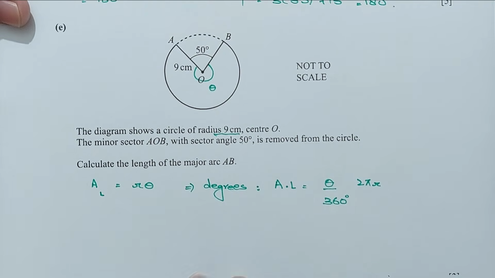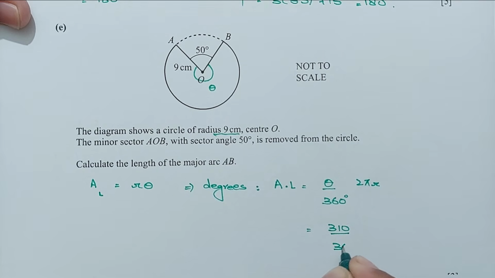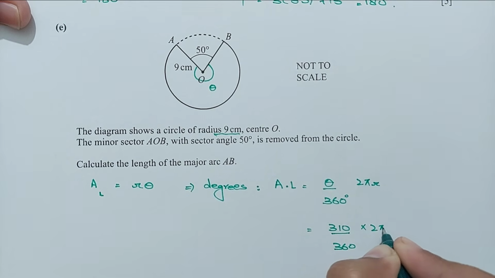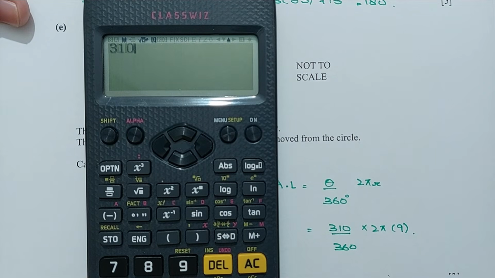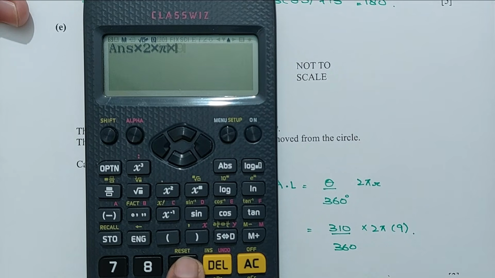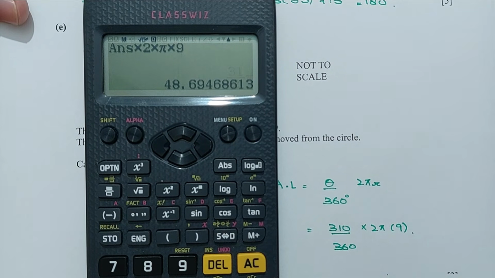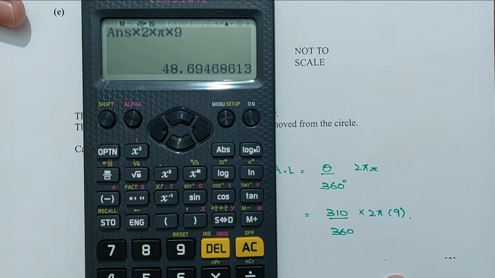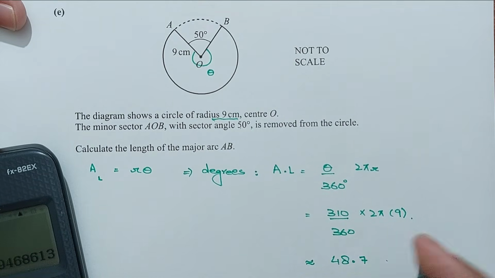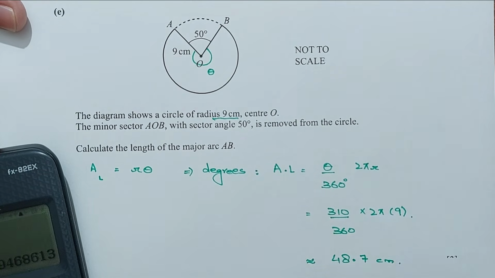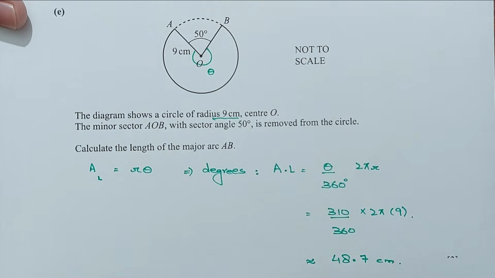So theta, the whole angle, is 360. From 360 we have to take away 50, which is 310 over 360 times 2 pi, and the radius is 9. So 310 divided by 360 times 2 times pi times 9. This is 48.69 or 48.7 centimeters, we can say. This is the length of the major arc AB.